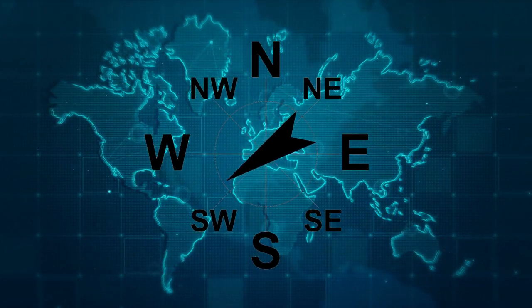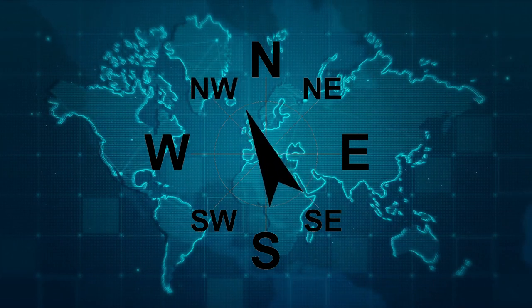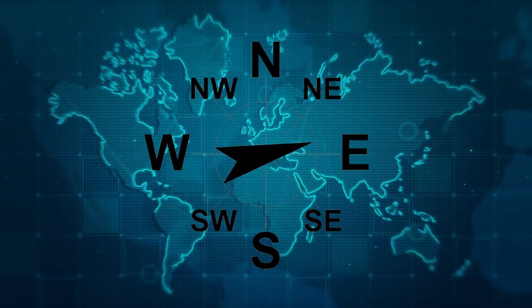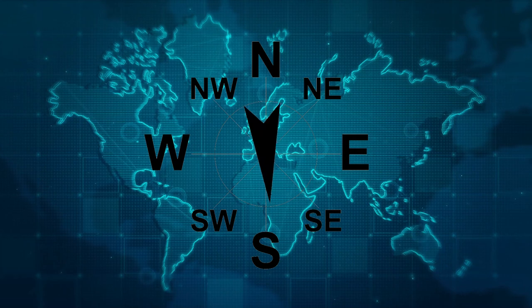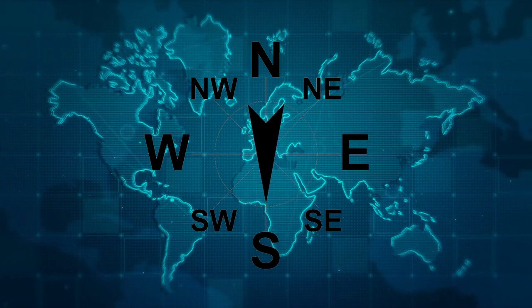North is indicated by an arrow with the letter N at the top. In some maps you can see a compass rose. It is divided into 8 directions.